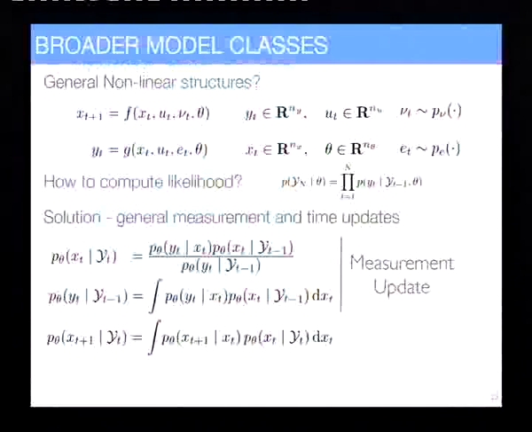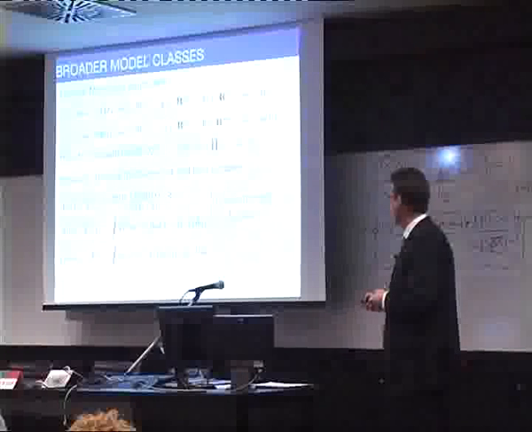I need to be able to apply this recursively, so I need to now be able to take this filtering density at time t and update it to a prediction density at time t plus 1. And again, I can do that using the law of total probability, but I'm going to need to do a multidimensional integral again. This is called the time update.